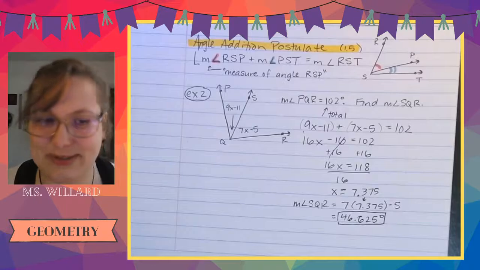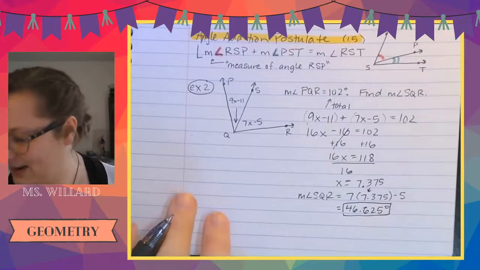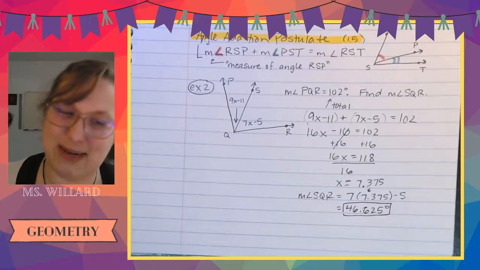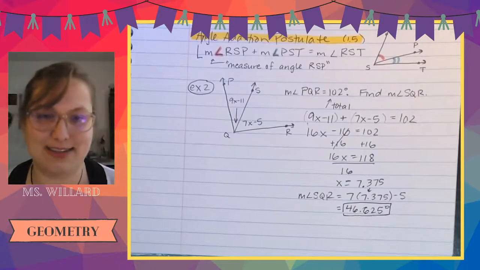Again, the actual one I was supposed to do with you was going to be 65, but sometimes the math isn't nice, and that's okay. A lot of times in geometry it is nice, but for right now it's not, and that's okay.